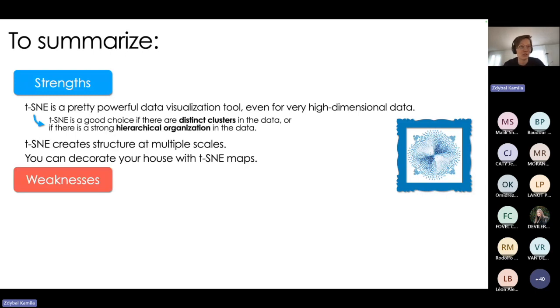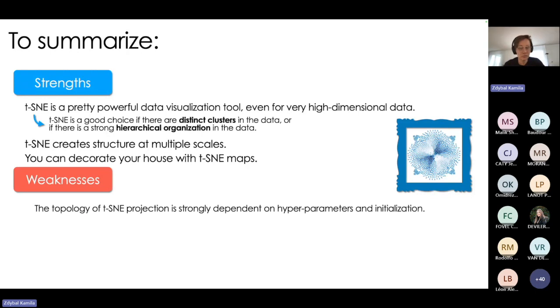Now, there are some weaknesses of t-SNE. So first of all, the topology of that embedding is strongly dependent on the hyperparameters, and also initialization. We didn't talk about that, but how you initialize the t-SNE method also can play a role. Whether you do that randomly or initialize with PCA, that can push those data points in different ways. But especially that parameter perplexity, it affects how the embedding looks quite a lot.